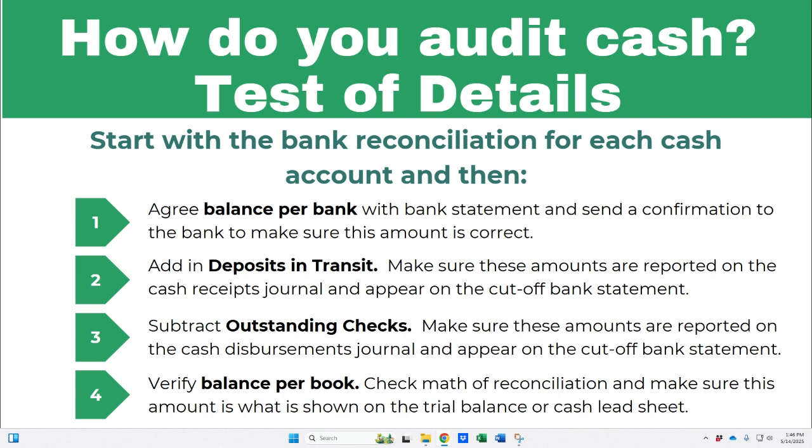We would then trace that amount to the cash lead sheet. If there's multiple bank accounts, the cash lead sheet is where we would see all of those compiled, and then the total cash should agree with what's shown on the trial balance. So that is a very quick overview of how we audit cash.